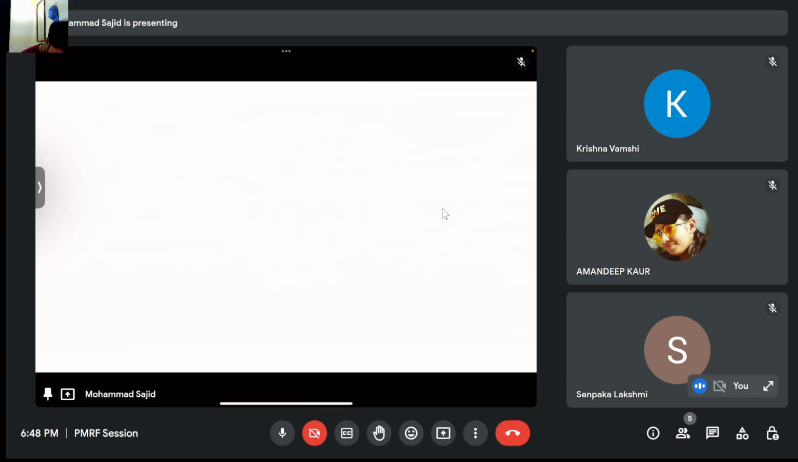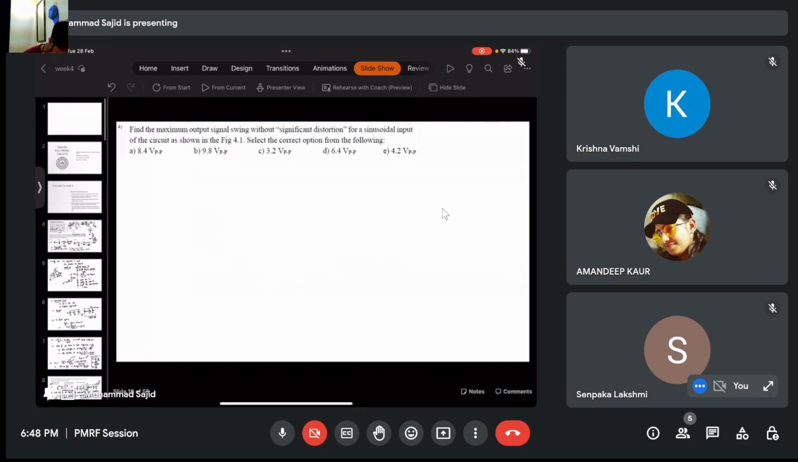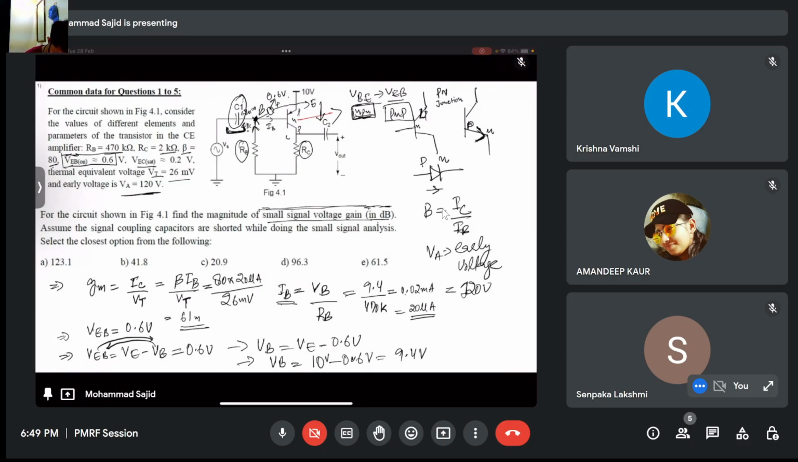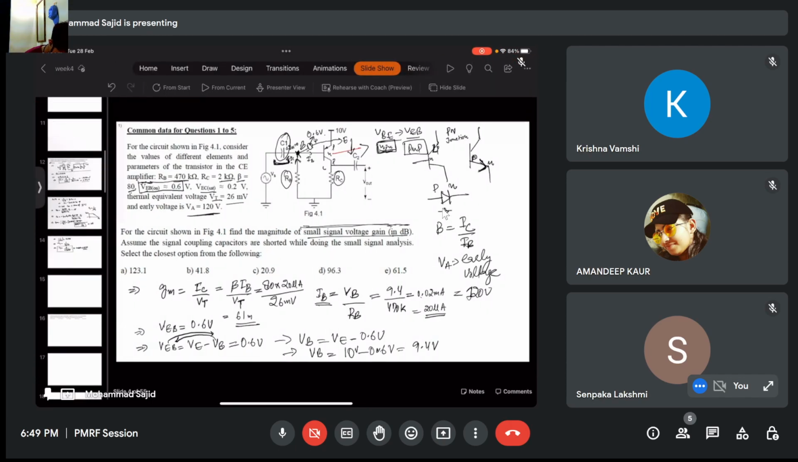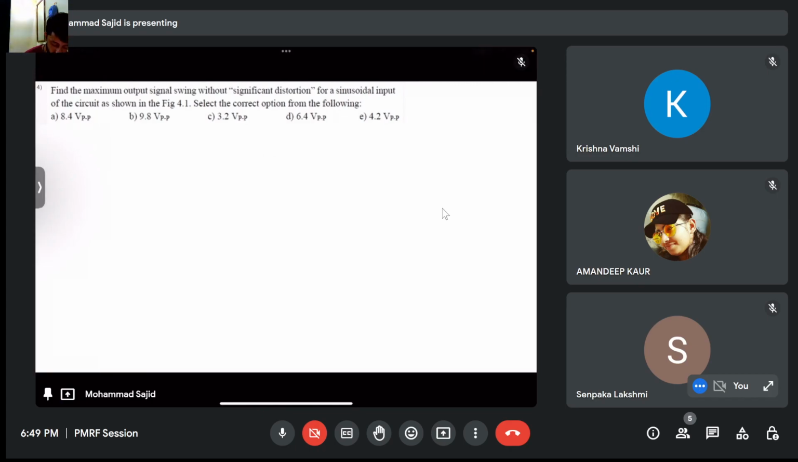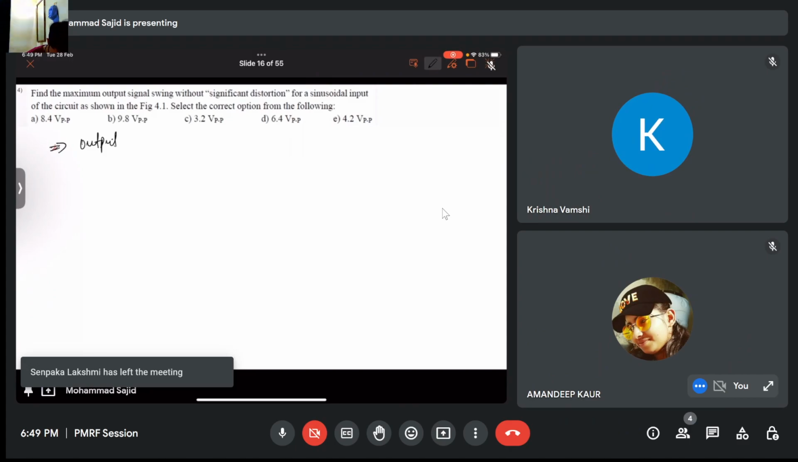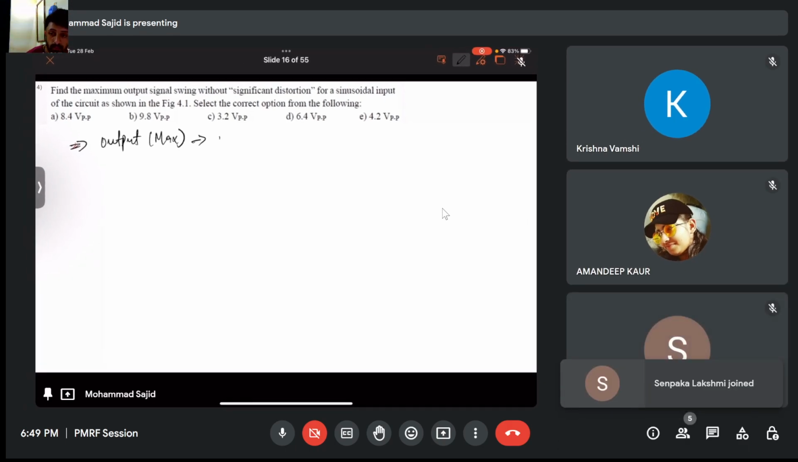Okay, this question is also based on the circuit. So what we have to find is the maximum output signal such that it is without any distortion.